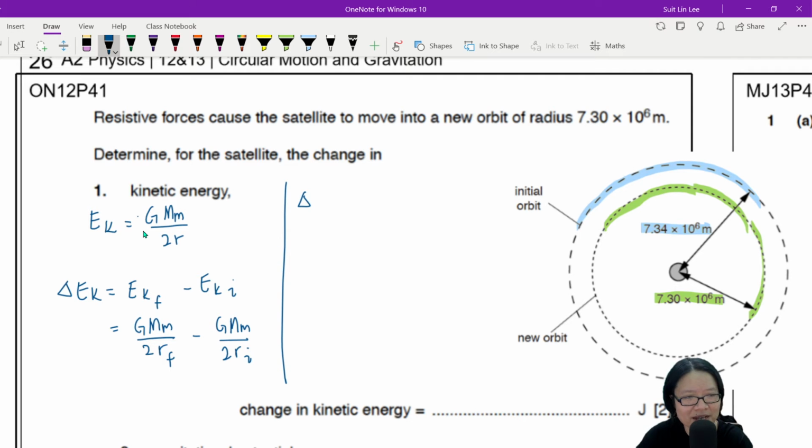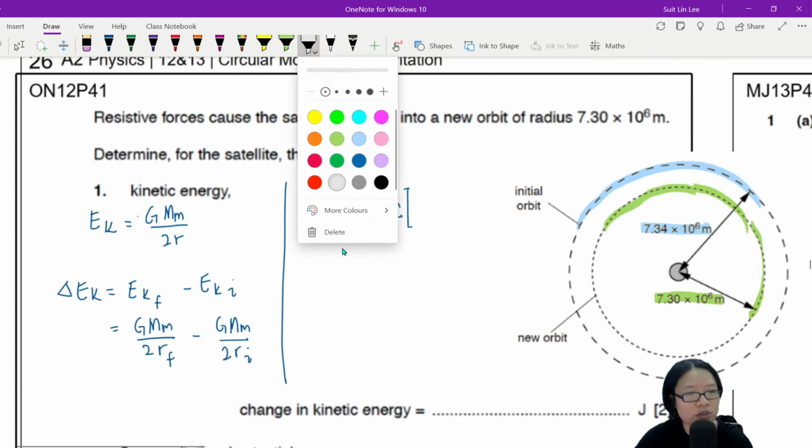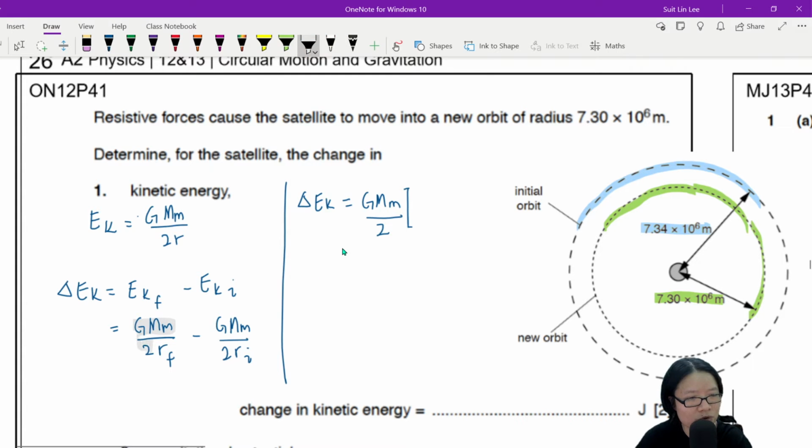Now, you may be very excited and want to substitute. I highly recommend you factorize first. Less big numbers to substitute, easier for the brain. So I'm going to factorize GMm over 2. This is the common stuff in the equation. See, this GMm over 2 is common. Can take it out. It's kind of like a tip, so you don't get stuck when you have to deal with an equation that looks like this. So I have 1 over RF minus 1 over RI. Okay, I think we can substitute now.